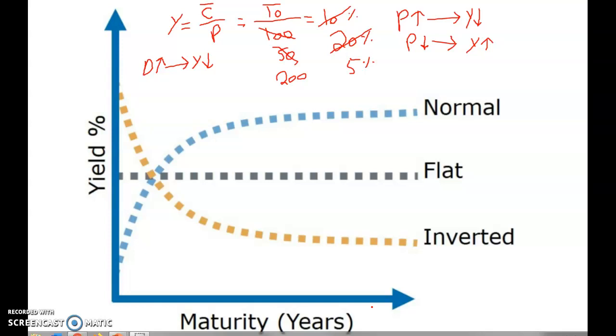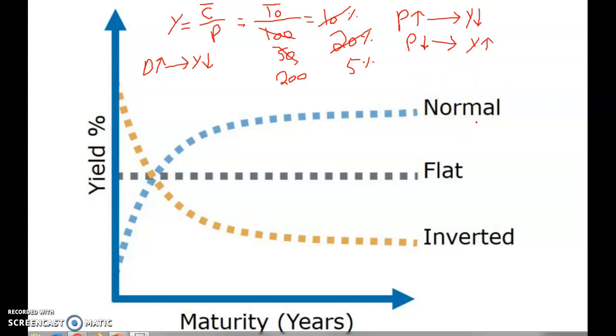If the maturity on the government treasury is 30 years, then that means that 30 years from now, the government will have to pay that money back. And in between, every year, it'll pay the interest, the coupon payment. Normally, the relationship between maturity and yield is positive. Something like this. Normally. What that means is the longer the maturity, the higher the yield.